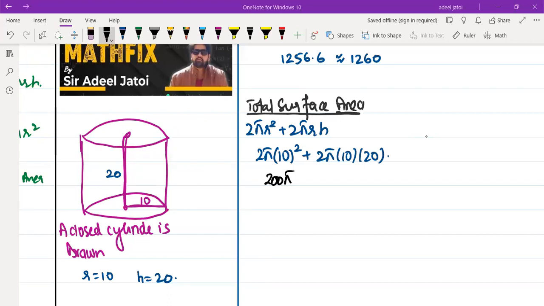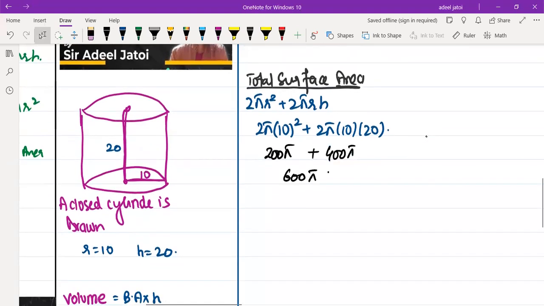So this becomes 200 pi plus, obviously, 400 pi. So the total will be 600 pi. If we need to express it, we'll express it as 600 pi. But the answer for this will be 1884.9. So this can also be written as 1880. No, we'll correct this. This should be 1890. Why? Because this 9 will change this 4 to 5.